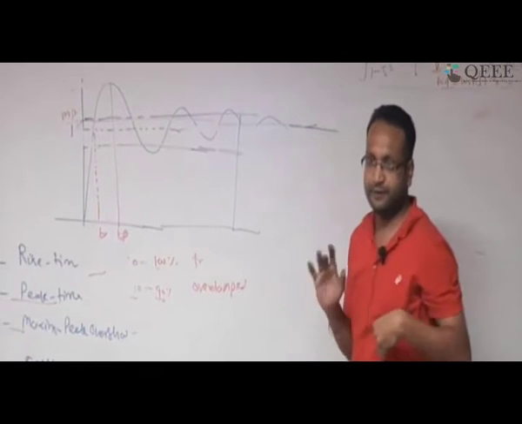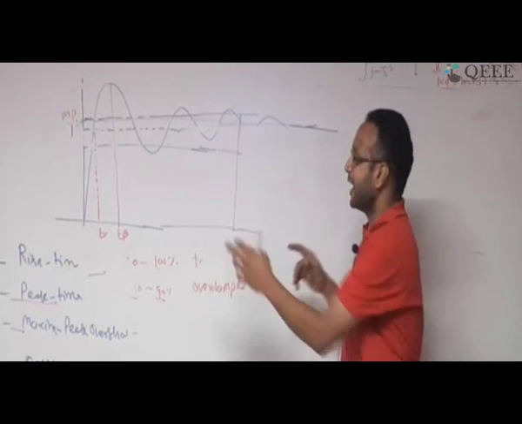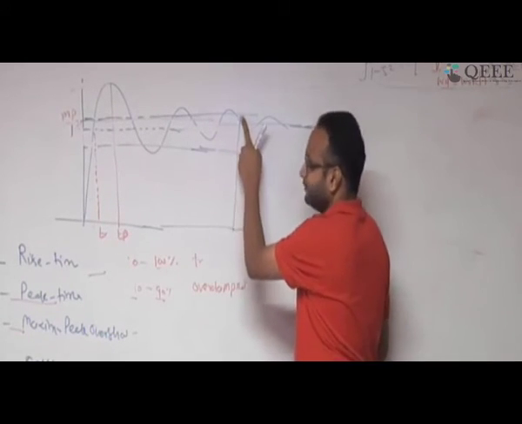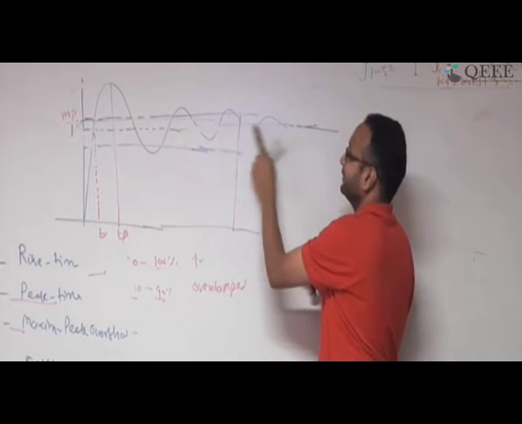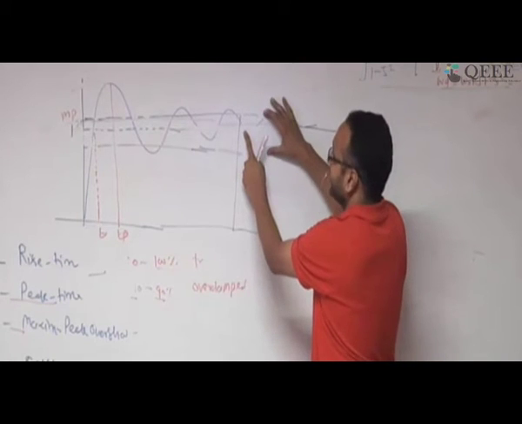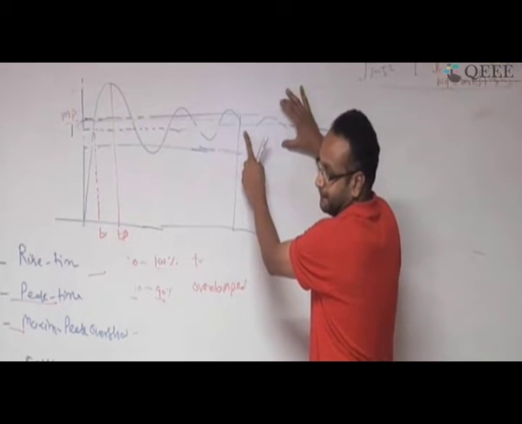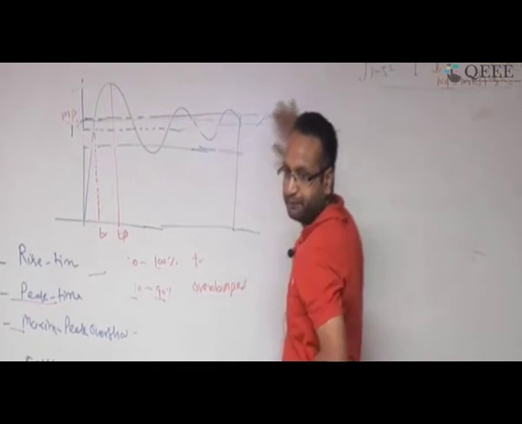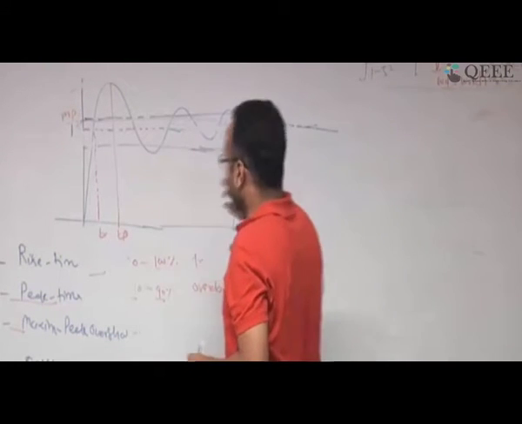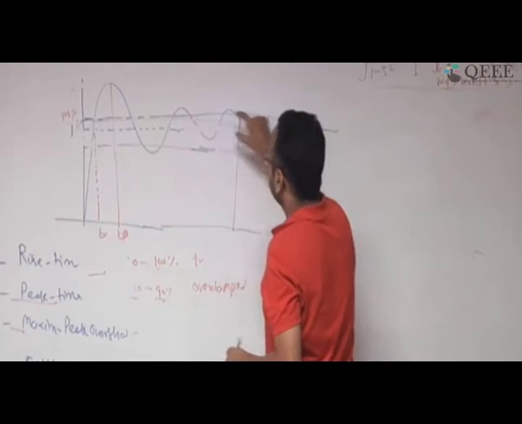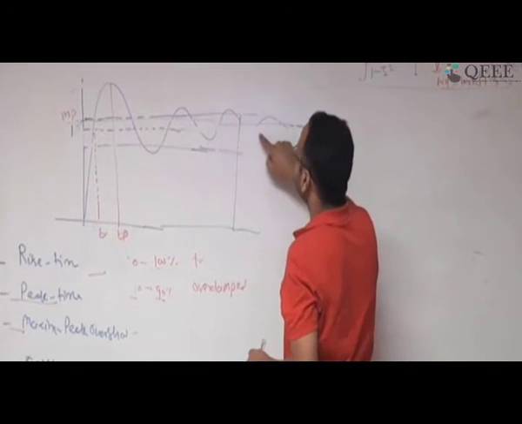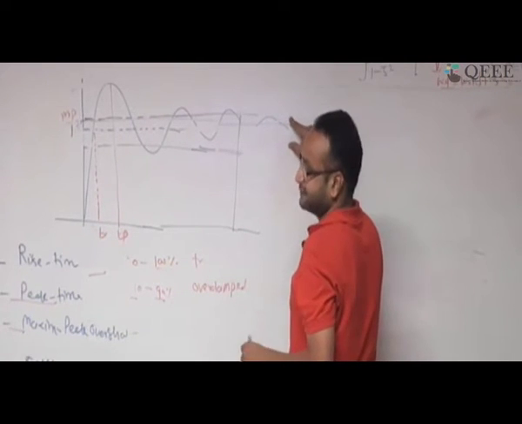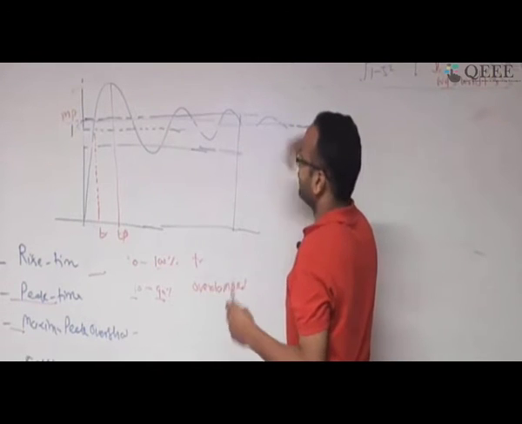Let me clarify. I am talking about the time at which this response will go into a bandwidth so that it won't come out again from this 2% tolerance band. That's what is required. Is that part clear? I am interested in finding out at what location, at what time my response will reach this tolerance band in such a way that it will not come out.